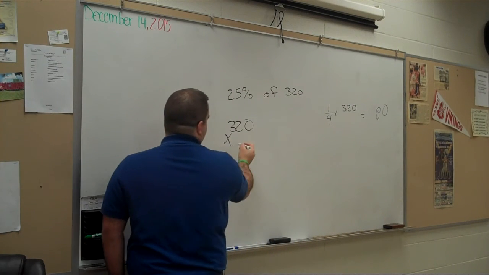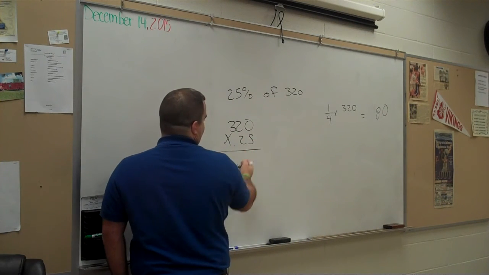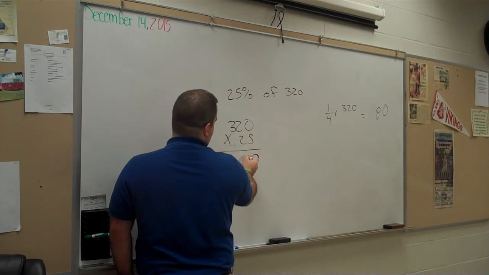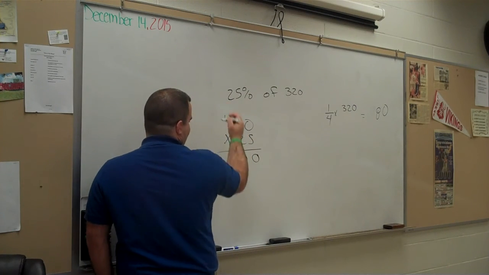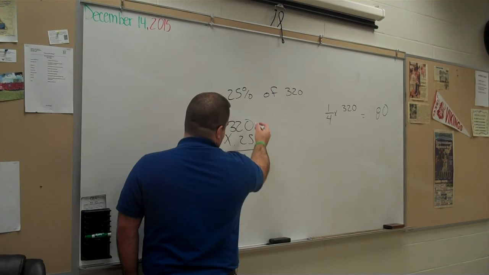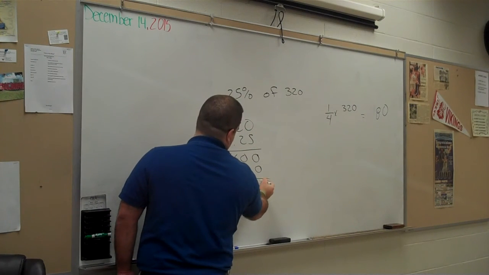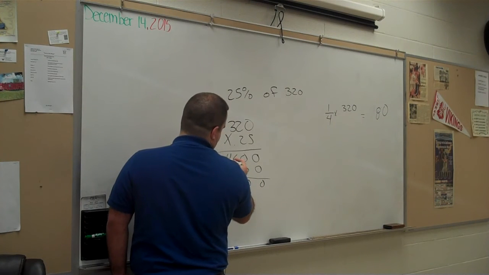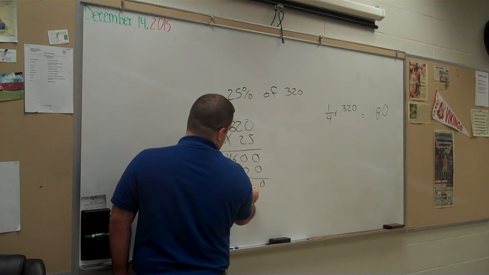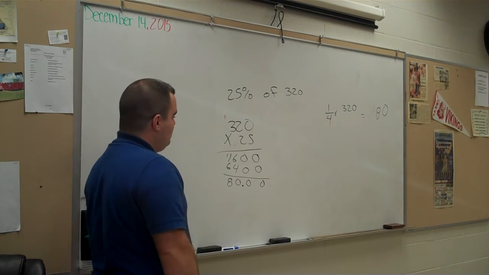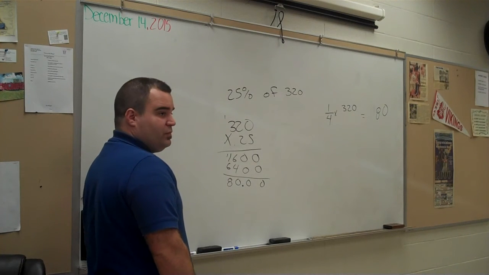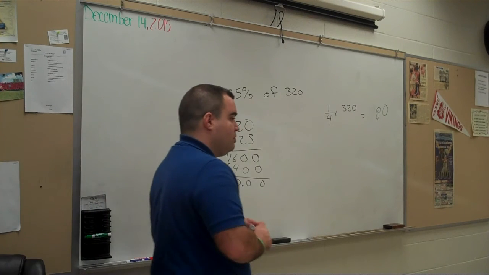Or you can do it my way. 320 times 0.25. 5 times 0 is 0. Carry the 1. 5 times 3 is 15, 16. That's 0, 4, 6. Oh, 80. This one your way took longer. Oh, no, look how easy that is. It just depends on which way you look at it.